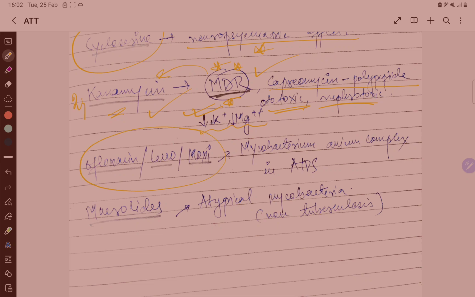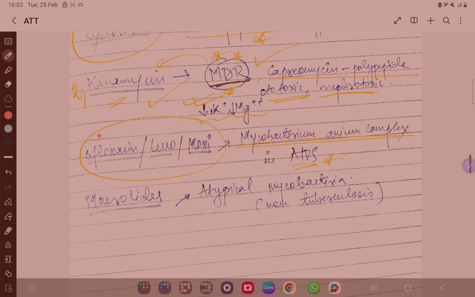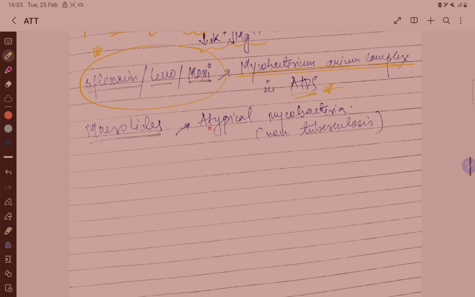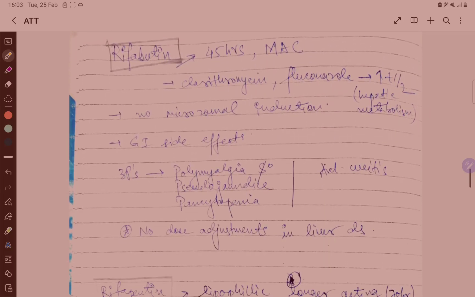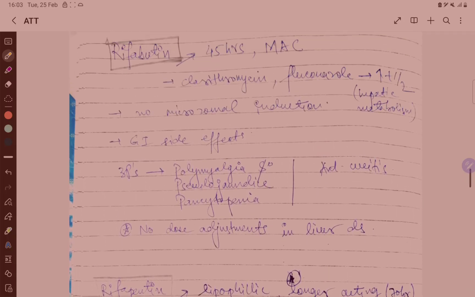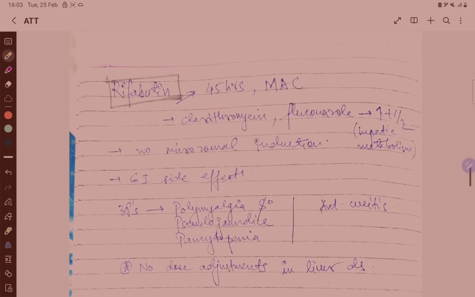Now ofloxacin, levofloxacin and moxifloxacin are given in Mycobacterium avium complex in case of AIDS patients. So this is very important. The fluoroquinolones are used over here. The macrolides are given in the atypical mycobacteria.